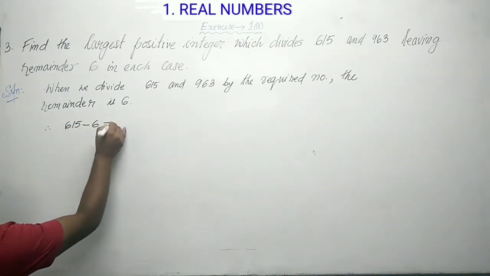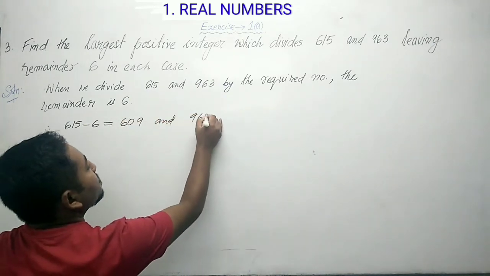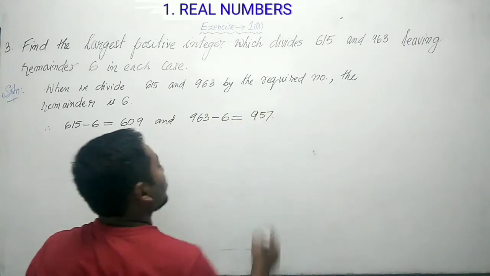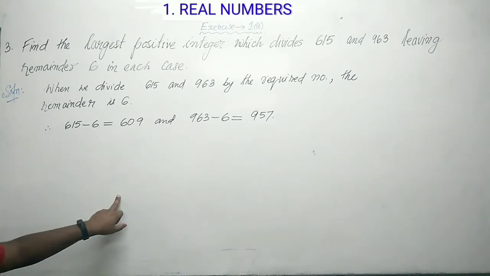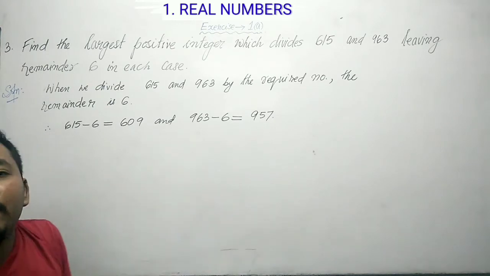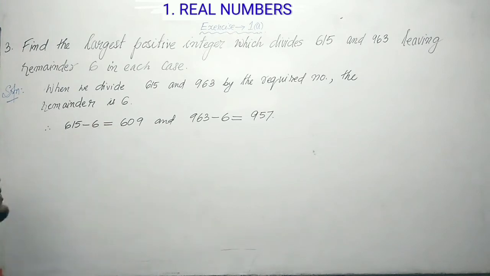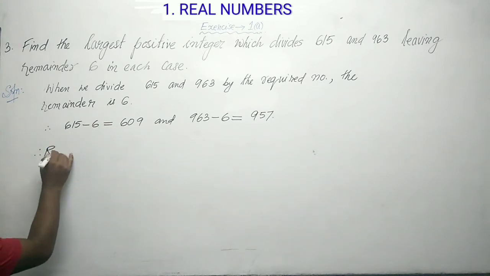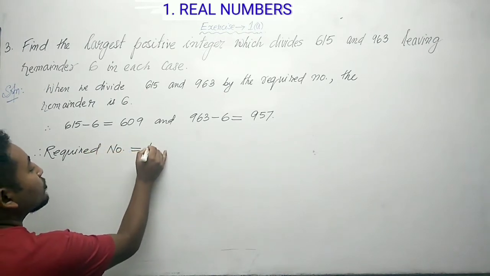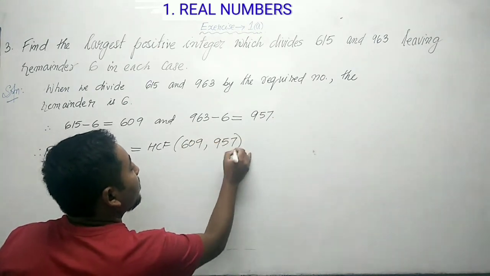615 minus 6 equals 609, and 963 minus 6 equals 957. Since the remainder is 6 and we have to find the HCF, in HCF the remainder cannot be 6, it has to be 0. So we subtract 6 from both the given numbers. Therefore, what is our required number? Our required number is equal to the HCF of 609 and 957.